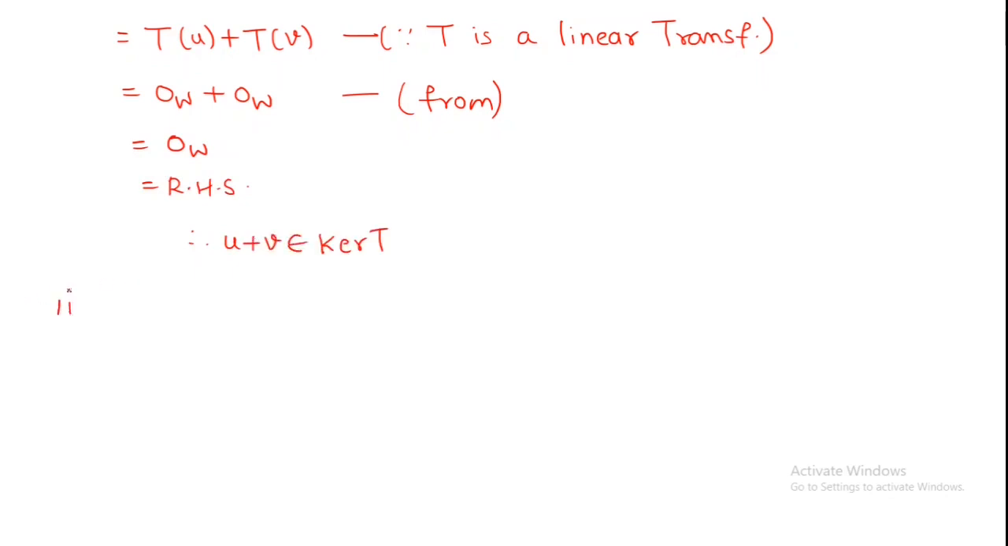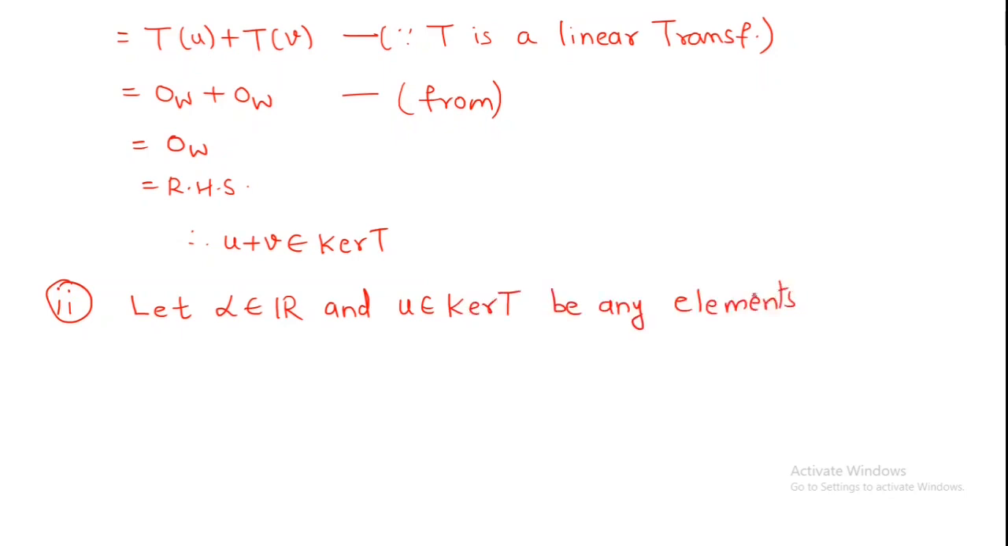Now let us go for the second condition of subspace. So I will say let alpha belonging to R and u belonging to kernel of T be any elements. Now since u belongs to kernel of T, what will be the image of u under T? It will be 0, right? I will call it double star.